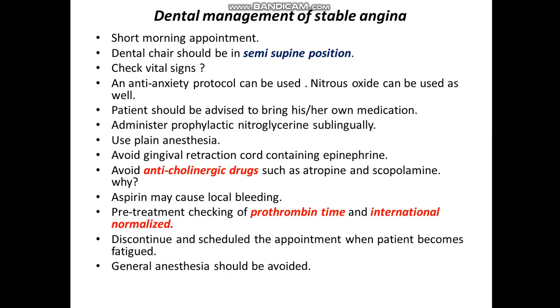For patients with ischemic heart disease who are taking anticoagulants, the prothrombin time should be 2 times less than the normal value, and the international normalized ratio should be less than 3.